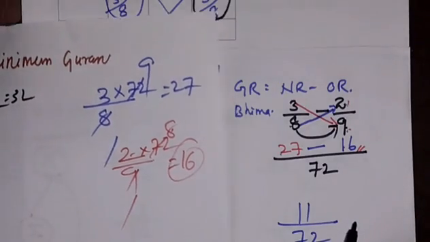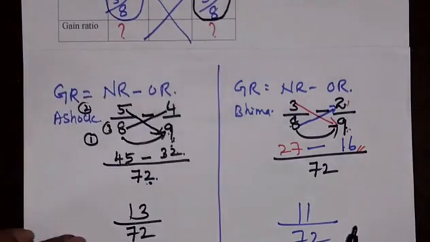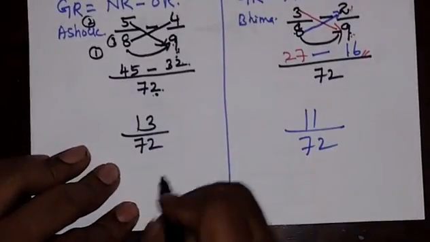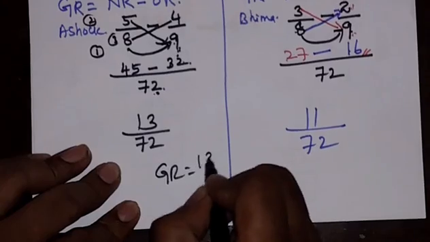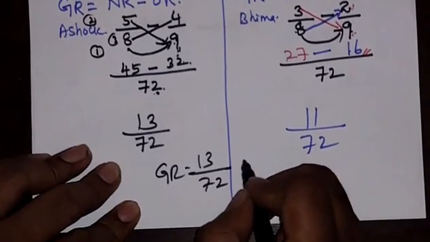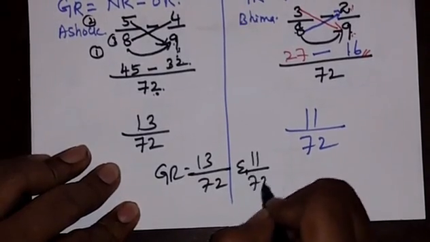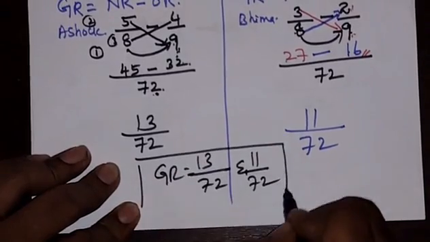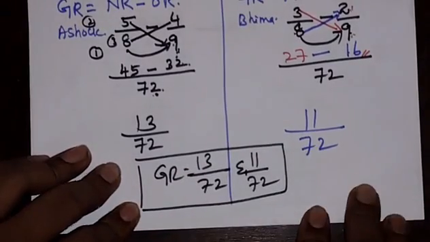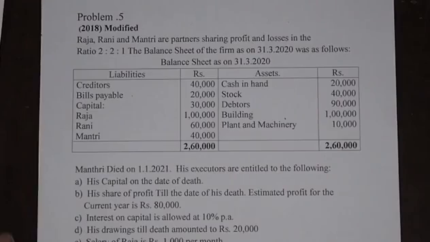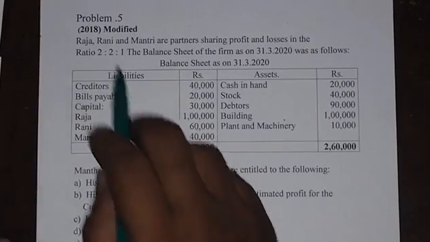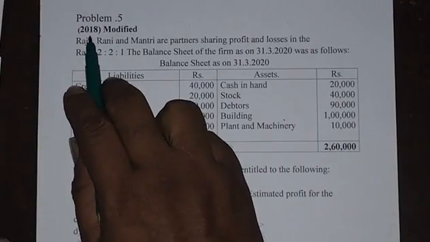Now conclusion. What is that conclusion? Gain ratio is equal to 13 by 72 and 11 by 72. That's it about this problem. Thank you.